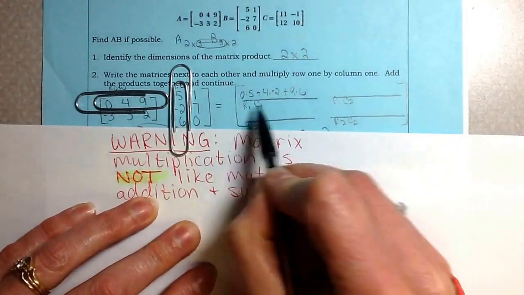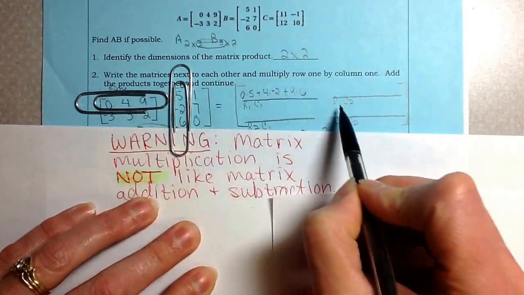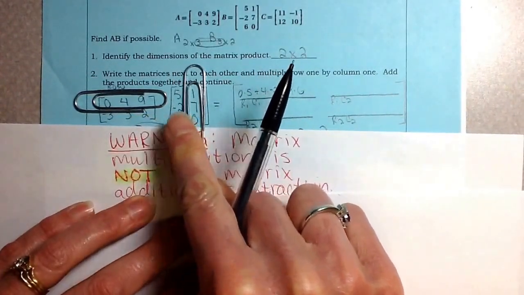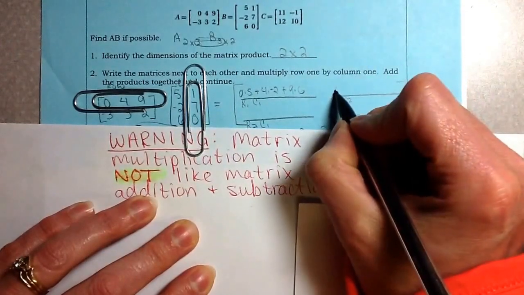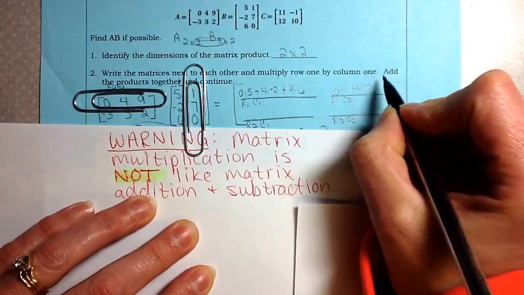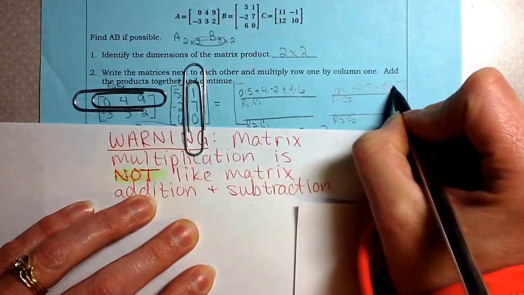Okay, so this is row 1, column 1. This is row 1, column 2. So I need to slide this over, row of the first one, column of the second one. So now I'm going to say 0 times 1 plus 4 times 7 plus 9 times 0.